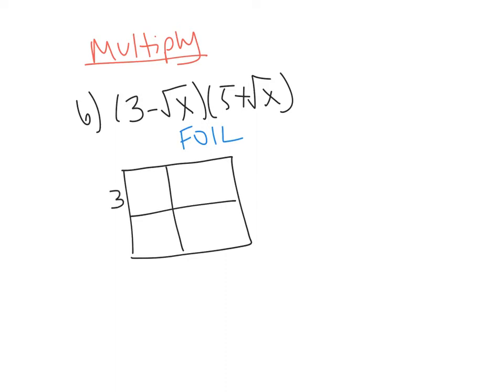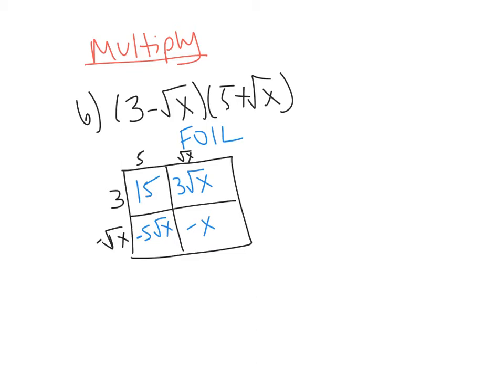So I've got 3 here. I've got negative square root x here. I have 5 and I have root x. So now we can multiply. So if I multiply, the box tells me exactly what to multiply. 3 times 5 is 15. 3 times square root of x is 3 square root x. 5 times negative square root x is negative 5 square root x. Negative root x times root x. Root x and root x is just x, so this would be a negative x.